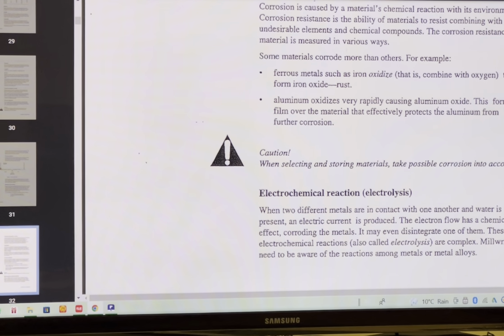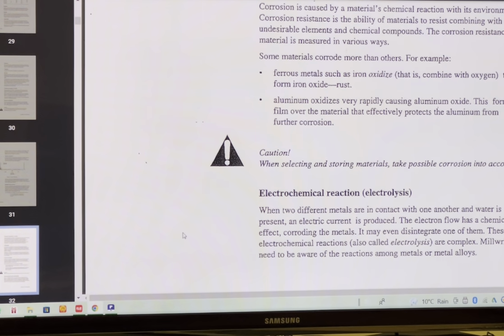We'll be talking about it later. For example, if you put aluminum and lead together, lead can get into the aluminum. Why? Because aluminum is not as reactive as lead. That means lead is a very active element. It can get into the aluminum. Here is the caution. Remember, caution. We select the storing material, take possible corrosion into account. Almost every time, if you write the 135 questions of your certificate examination, you have these questions.